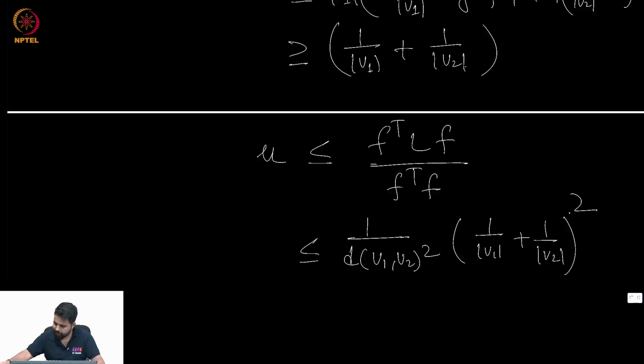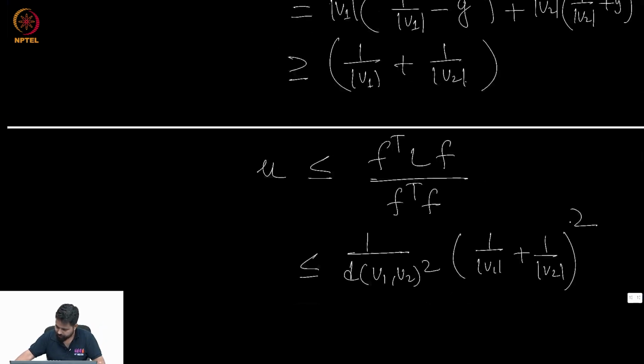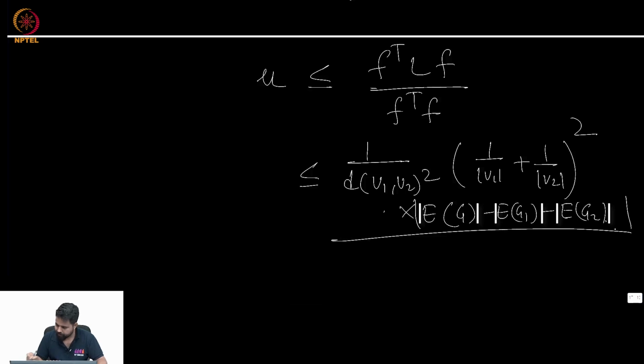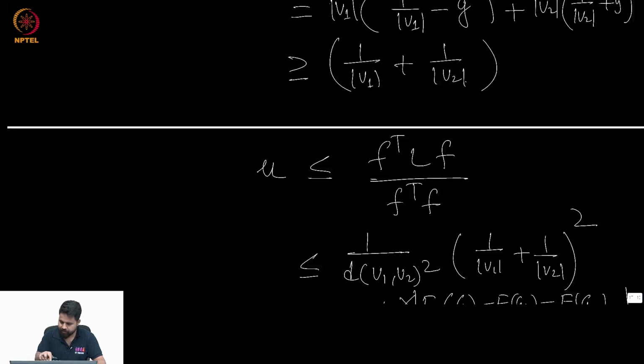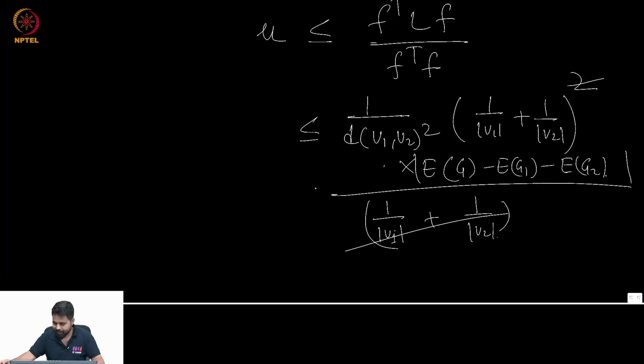Square of this quantity, and then we are multiplying with the number of edges which are contributing to that term. So times E of G minus E of G1 minus E of G2. And then you divide by F transpose F, because this inequality was greater, so it falls in the denominator term: 1 divided by mod V1 plus 1 divided by mod V2. So you can cancel this by this, and now the result is immediate from here.